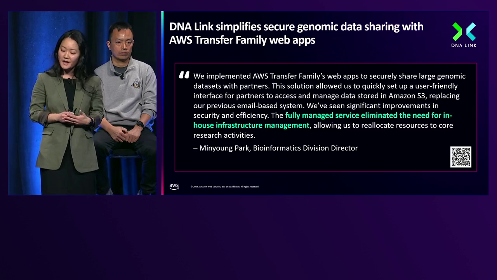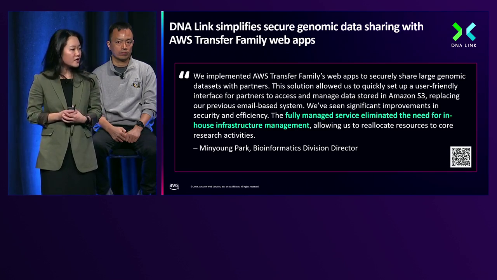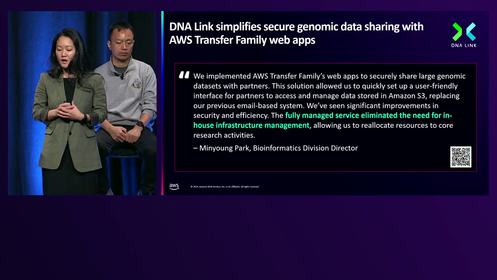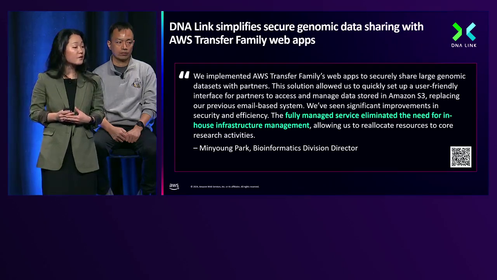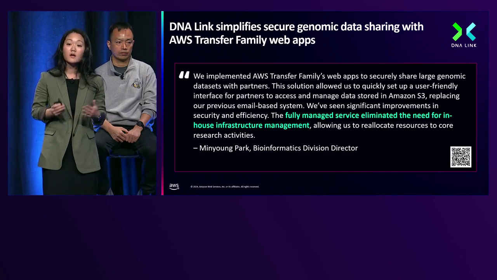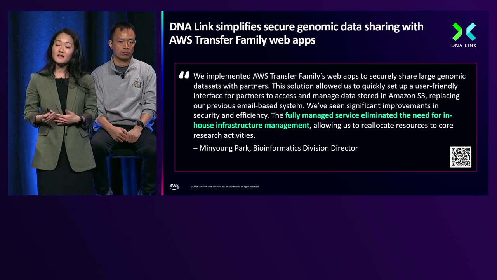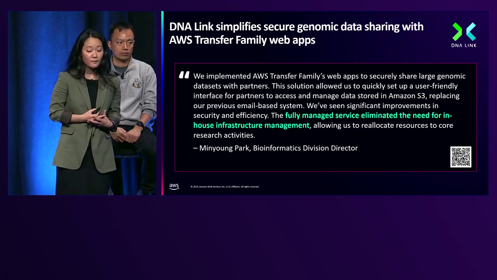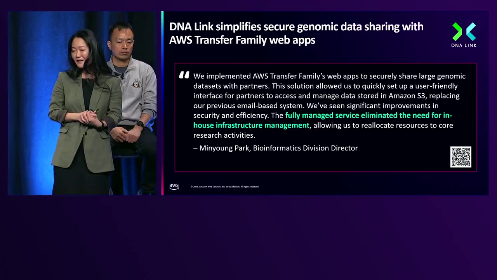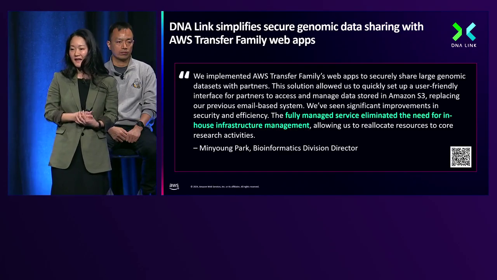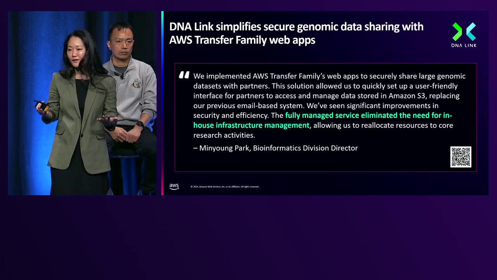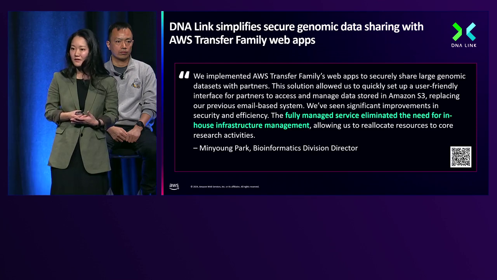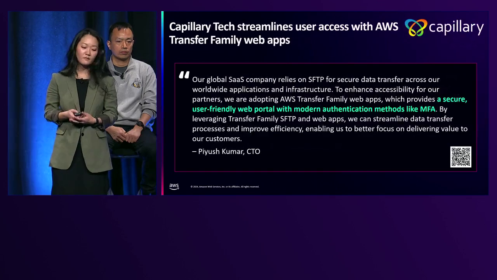DNA Link joined their beta, and they found that they could use Transfer Family web apps to quickly stand up a portal that is secure and reliable for their partners to be able to log in, access only the data that they're able to access, and perform only the actions that they're authorized to perform. Now, instead of relying on email attachments, DNA Link can just provide this one portal for their researchers to be able to access its data.